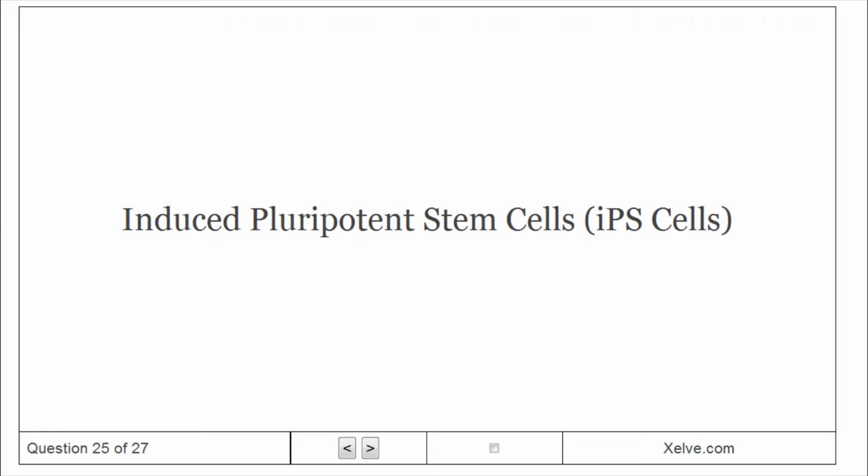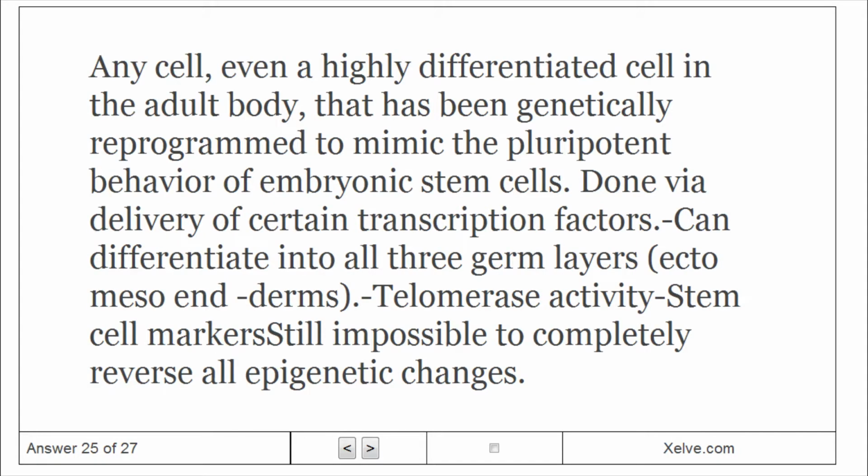Induced pluripotent stem cells, iPS cells. Any cell, even a highly differentiated cell in the adult body, that has been genetically reprogrammed to mimic the pluripotent behavior of embryonic stem cells, done via delivery of certain transcription factors. They can differentiate into all three germ layers: ectoderm, mesoderm, and endoderm. Telomerase activity. Stem cell marker. Still impossible to completely reverse all epigenetic changes.